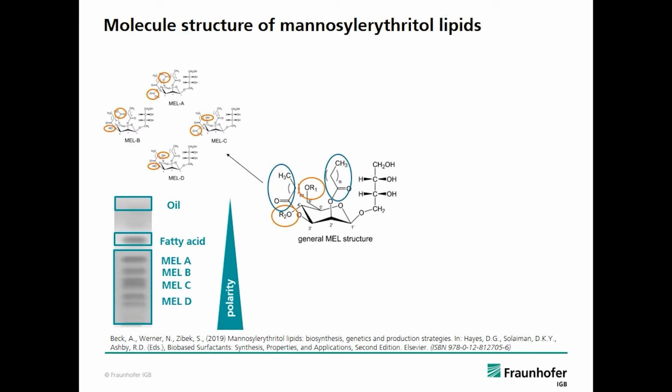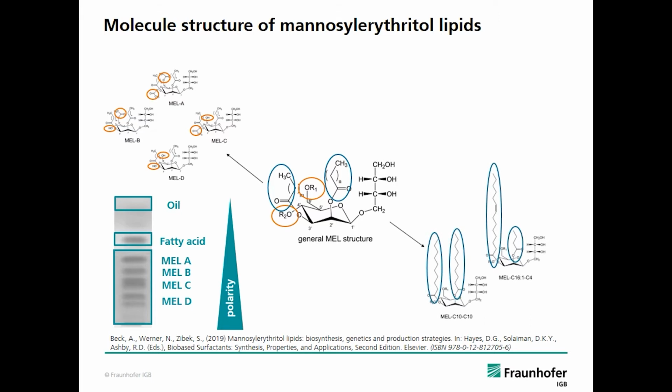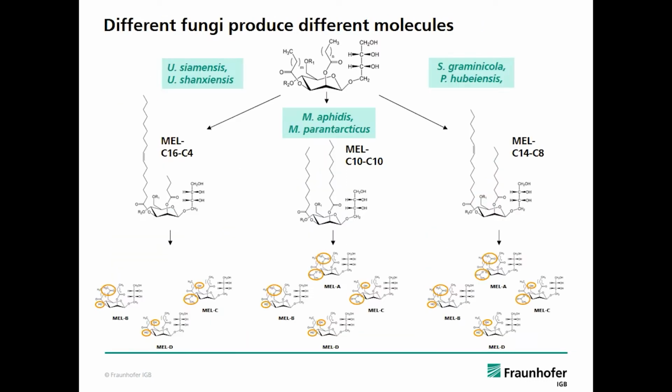Another variability is at the fatty acid chains. They could have a long chain, a middle, or also a short chain, which also has a high influence on their final application properties. In my research group, we have tested different fungi strains, which are highlighted in green, and showed that they are producing different molecules, which gives the industry the opportunity of having a wider range of surfactants for their application.